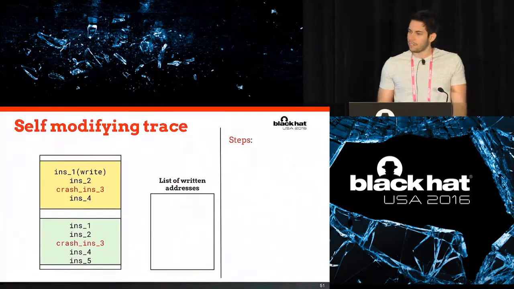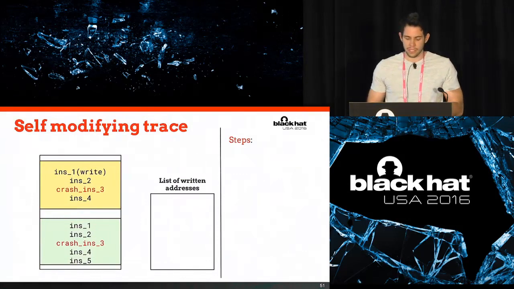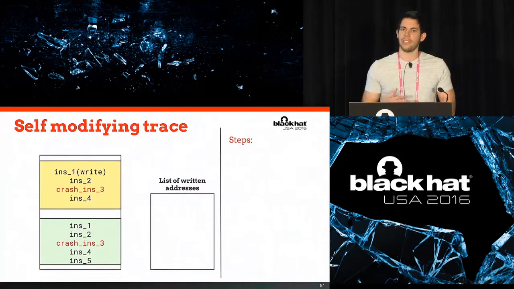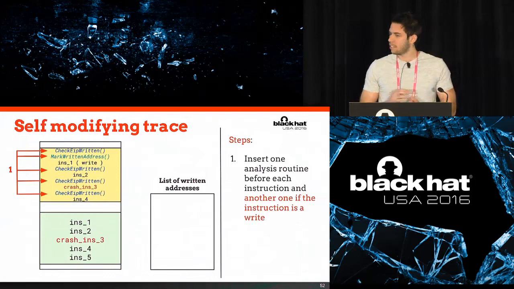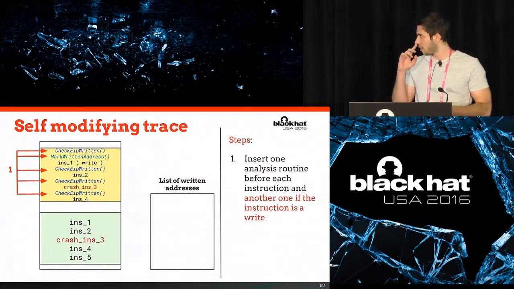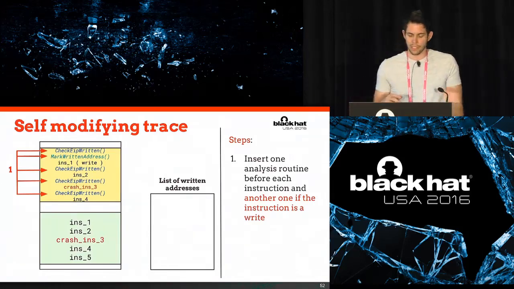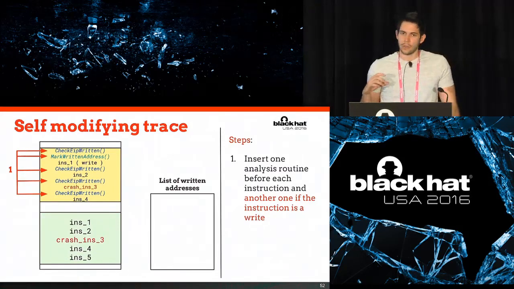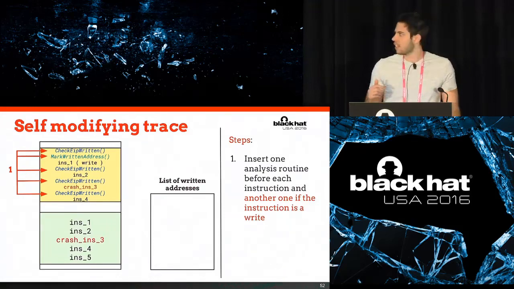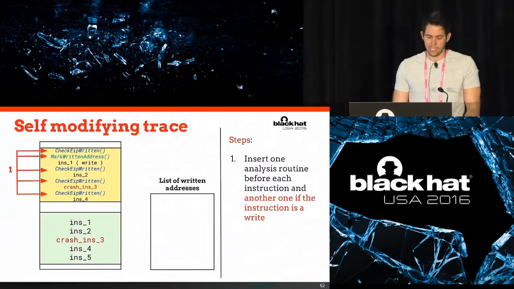Since with a framework like PIN we have full visibility of all the operations executed by the program, we decided to exploit this feature to our advantage. So before each instruction, we inserted an analysis routine that checks if the instruction pointer has been overwritten before. And if the instrumented operation is a write operation, we inserted another analysis routine that is responsible for getting the target address of the write and inserting this address into a list of written addresses.